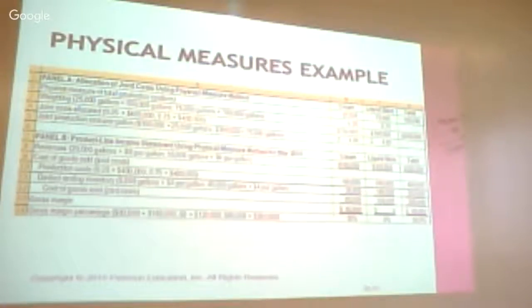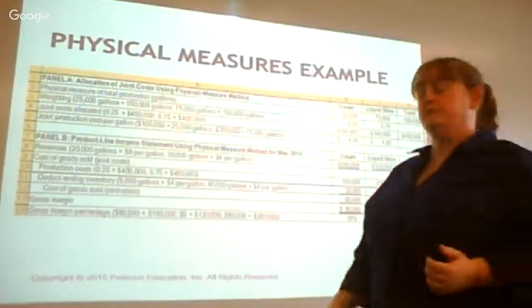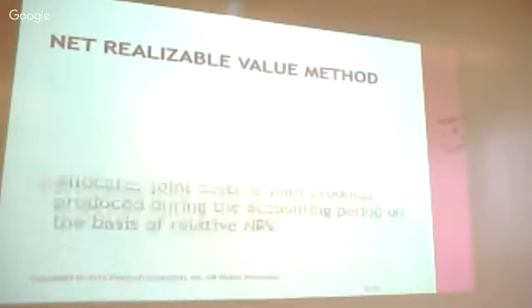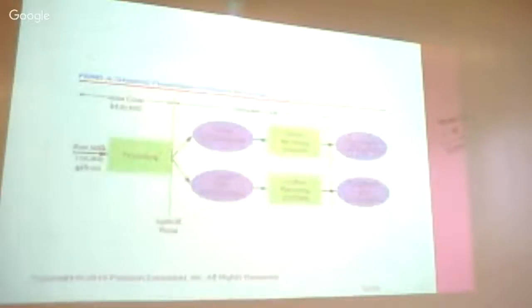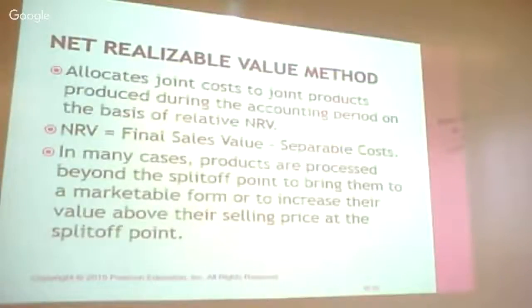So basically what happens with skim, I'm breaking even. Okay? Based on the physical measures, I'm breaking even. By sales dollars, I got a 20% gross margin, don't I? Okay? All right, any questions on those? All right.